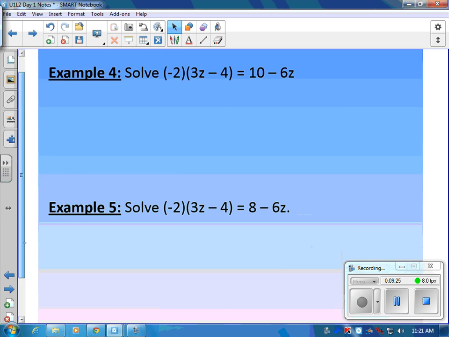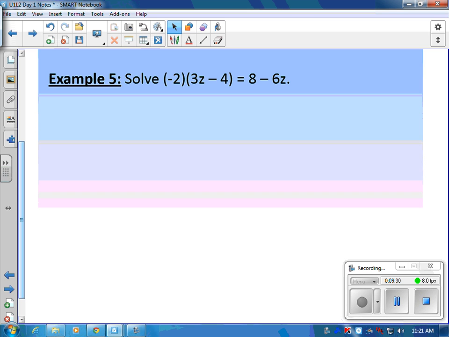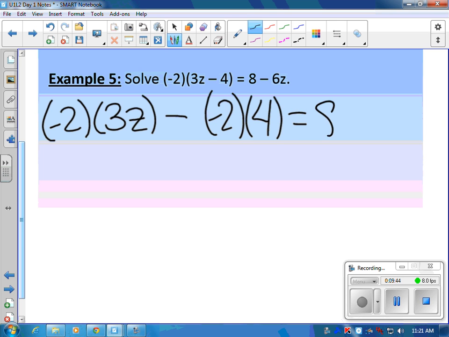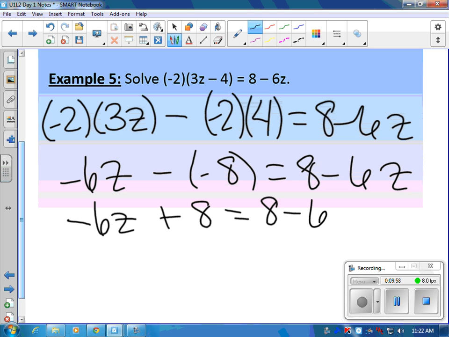Let's look at the next example. For the next example, we need to think about it the same way we did example number 4. So we're going to distribute negative 2 times 3z minus negative 2 times 4. Simplify negative 6z minus negative 8. Again, I can simplify this: negative 6z plus 8 equals 8 minus 6z.